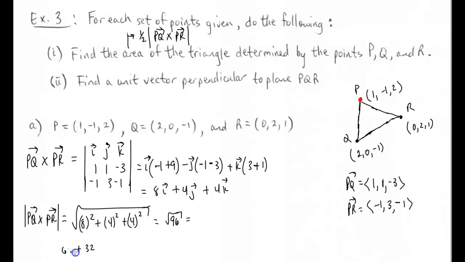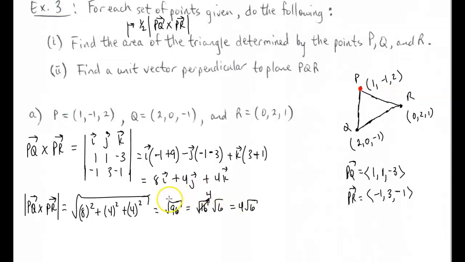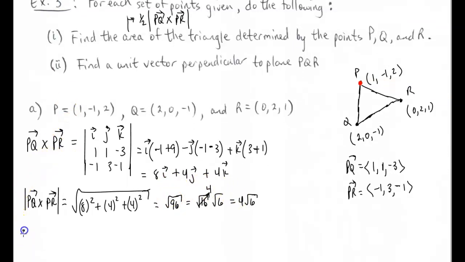All right, so let's get rid of this. And of course, 96 is just 16 times 6. So we could rewrite this as square root of 16 times square root of 6. And of course, square root of 16 is 4. So this just ends up being 4 times square root of 6 as the magnitude of our cross product. And so therefore, the area of the triangle here will be just 1/2 of whatever this magnitude is, which would just be 2 times square root of 6.